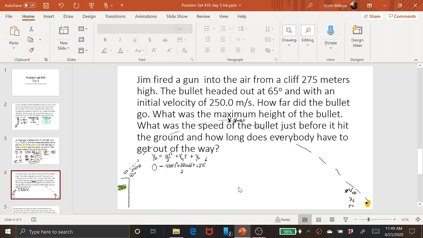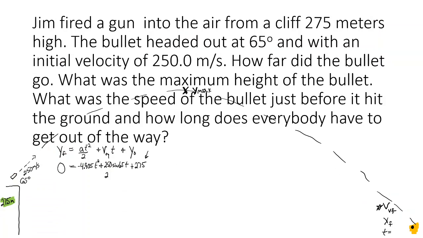As we tackle this problem, one of the things we're working on trying to find is the amount of time it takes for our bullet to touch the ground. So I left off by saying that 250 times the sine of 65 was 226.577 t plus 275. And we'll get negative 4.905 t squared over there. Now again, this is going to be something that we're going to have to solve as a trinomial.